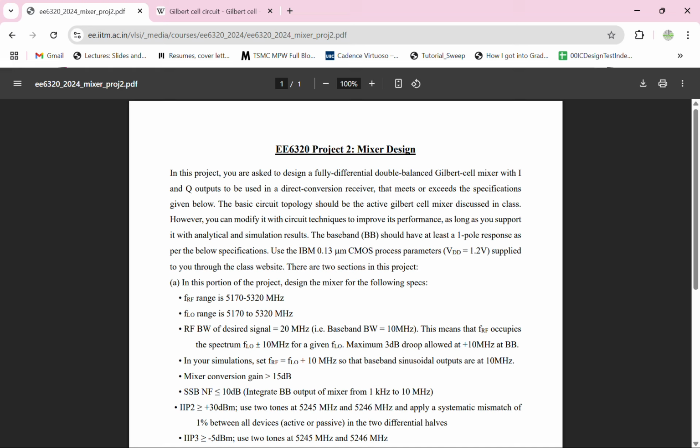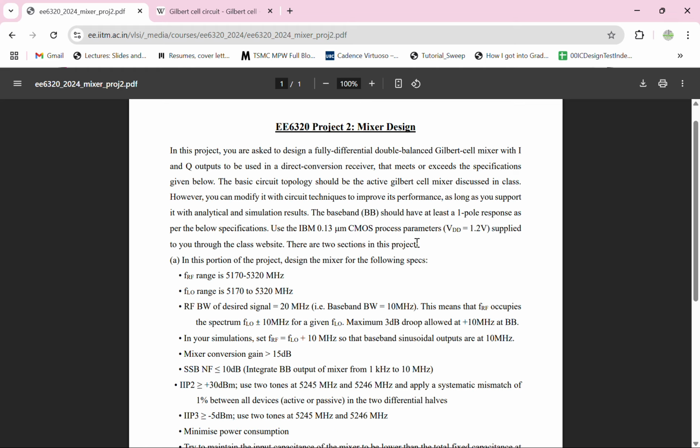So this is an up conversion mixer because you are essentially increasing the frequency of the signal. And there could obviously be a down conversion mixer, that is, you convert the frequency at RF to baseband. That is given by the relation FRF minus FLO is equal to FBB. So both kinds of mixers are possible. And in this project, we are going to design a fully differential double balanced Gilbert cell mixer, which you would have seen in the class.